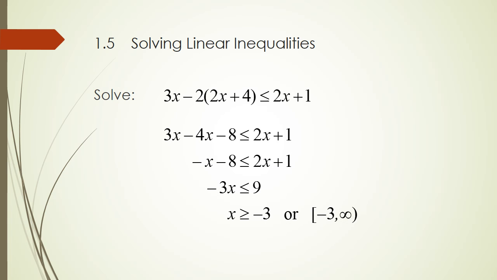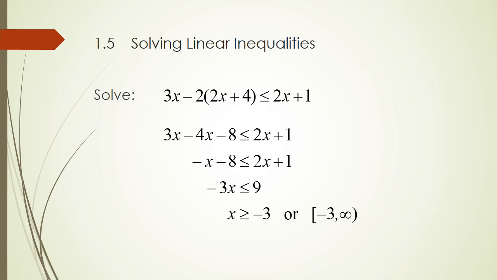Okay, here we have it all worked out. First thing we did was distribute, as we would with an equation on the left. That gave us 3x minus 4x minus 8 is less than or equal to 2x plus 1. We then combine like terms. Negative x minus 8 is less than or equal to 2x plus 1.